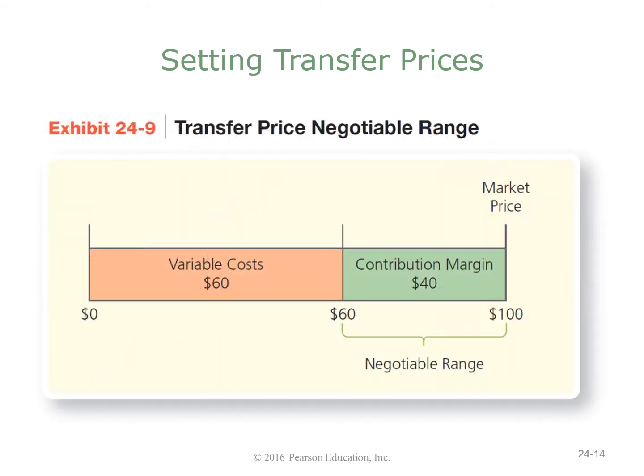As we said here, we have 100 units. As you can see, this is the market price, and we have a variable cost of 60,000, and a contribution margin of 40. So again, here the market price is 100. The negotiable range is between 60 and 100, because you are negotiating about the contribution margin. But you cannot go below that, because once you are there, you are losing money.